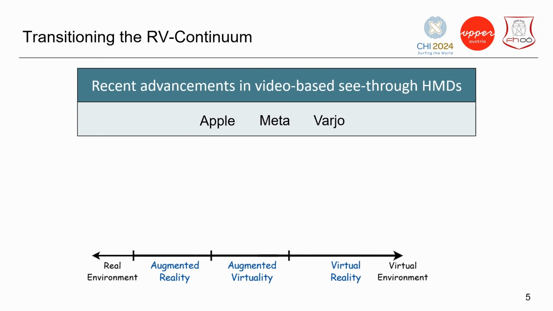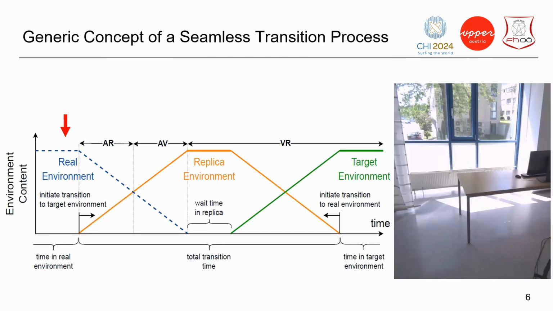To realize such transitions, we made use of recent advancements in video-based see-through head-mounted displays, such as Apple, Meta, or Varjo devices. Those HMDs are equipped with high-resolution front-facing cameras with a large field of view and acceptable latency, which allows us to perceive all stages of Milgram's Reality-Virtuality continuum within a single display without changing the headset. I will now describe our generic concept of a seamless transition process to facilitate a seamless and comfortable transition between the real environment and a fully virtual environment.